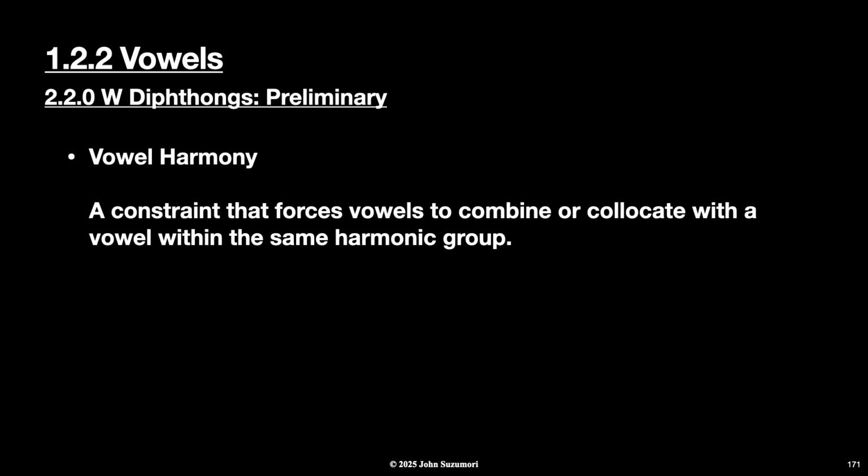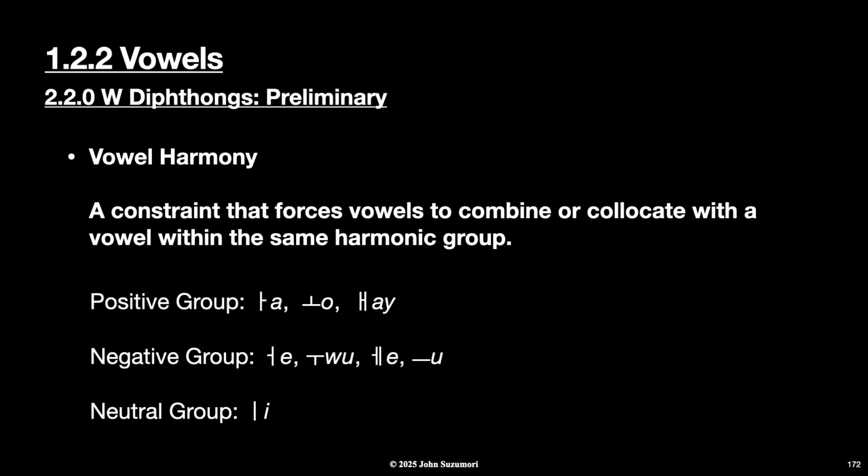Before going over W-Diphthongs, we need to take a look at the concept called vowel harmony. Simply put, vowel harmony is a constraint that forces vowels to combine or collocate with a vowel within the same harmonic group. There are three groups for vowels, namely positive, negative, and neutral groups. Note that these labels do not reflect any value judgment. In other words, the same as electric charge, the positive and negative do not imply good or bad.